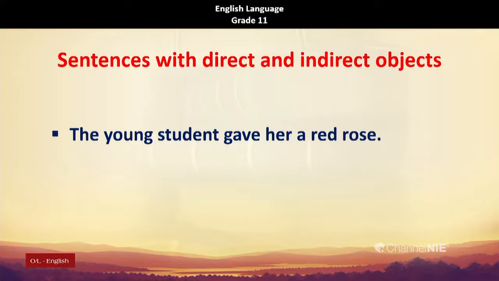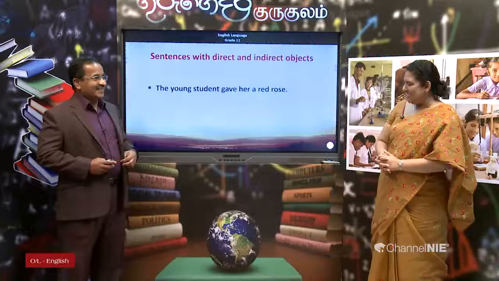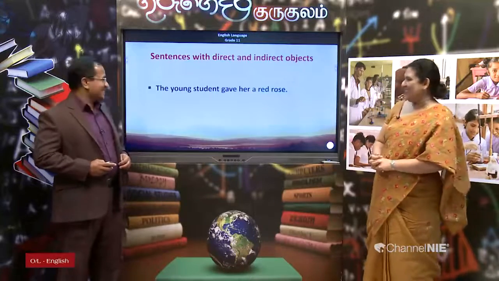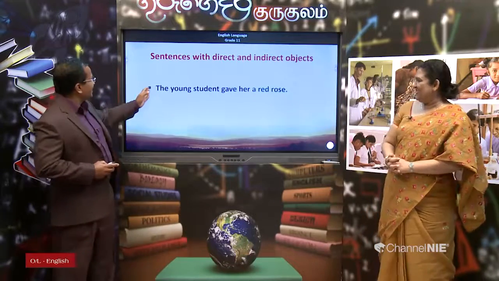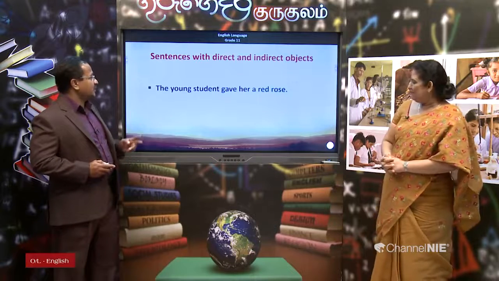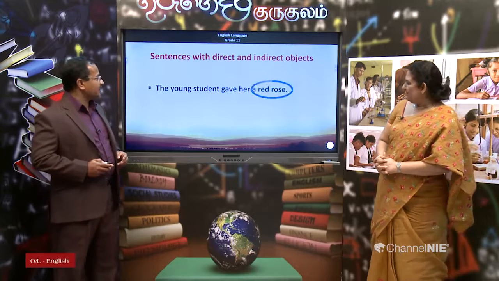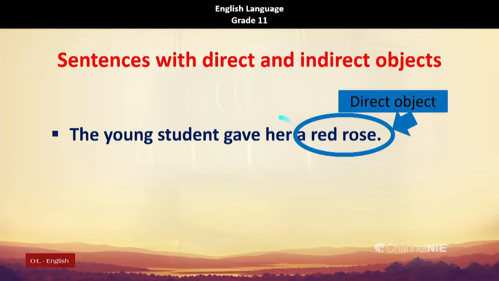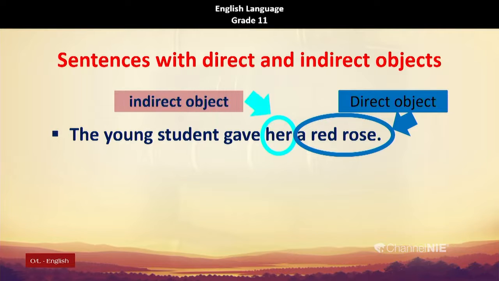The young student gave her a red rose. I have taken this one from Nightingale and the Rose. Of course, yes, the Nightingale and the Rose. The young student gave her a red rose. Here you have two objects. One is the direct object and the other one is the indirect object.